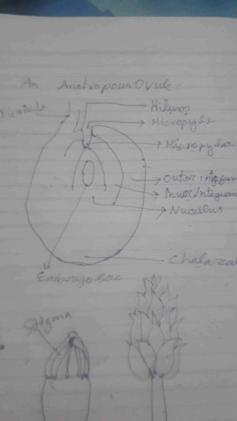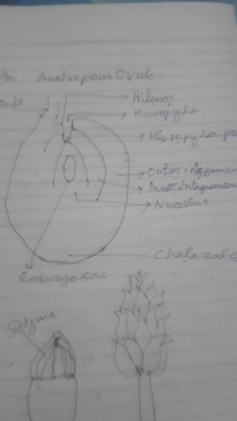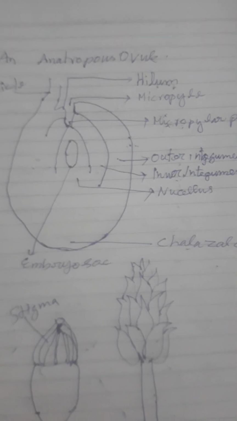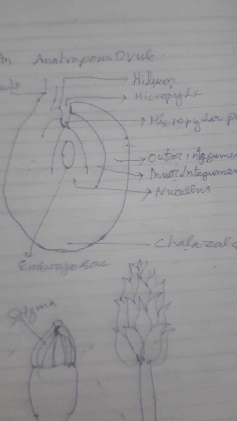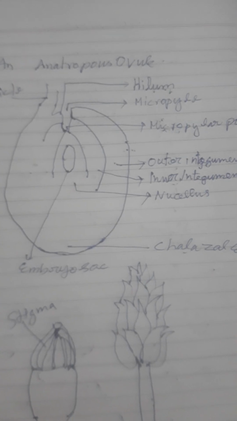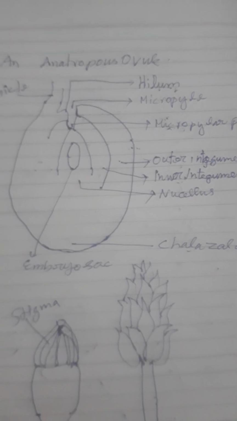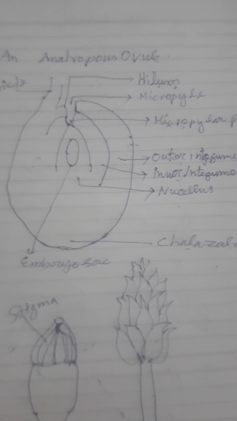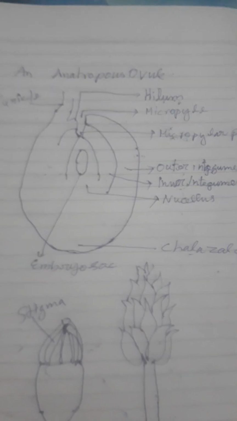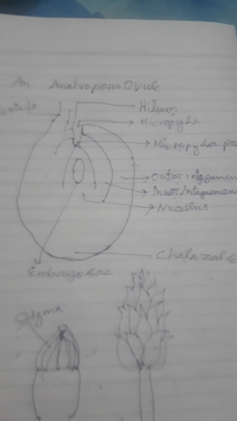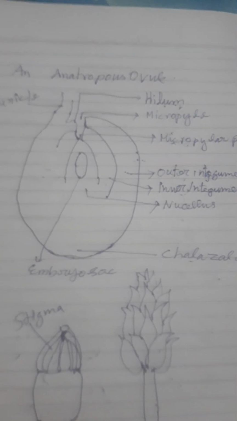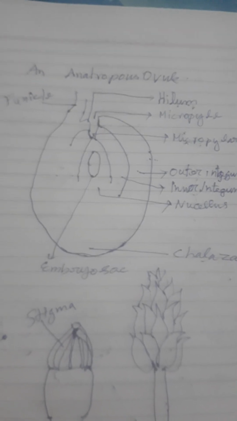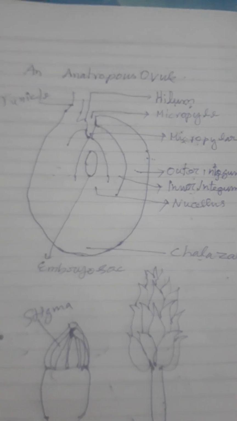Now, the most important thing you have to know here is the function of all these parts. What is the function of the nucellus? The nucellus supports the young embryo sac to develop. After the embryo sac becomes a seed, there is nutrient tissue present for the growth of the embryo. First, the development of the embryo sac takes place with the help of nutrient tissue present in the nucellus.